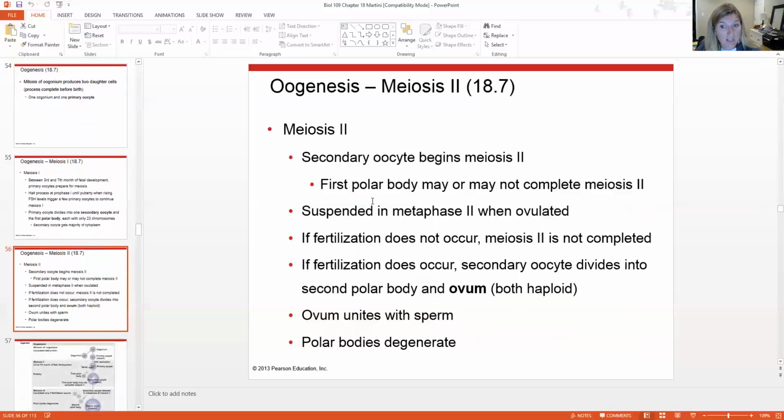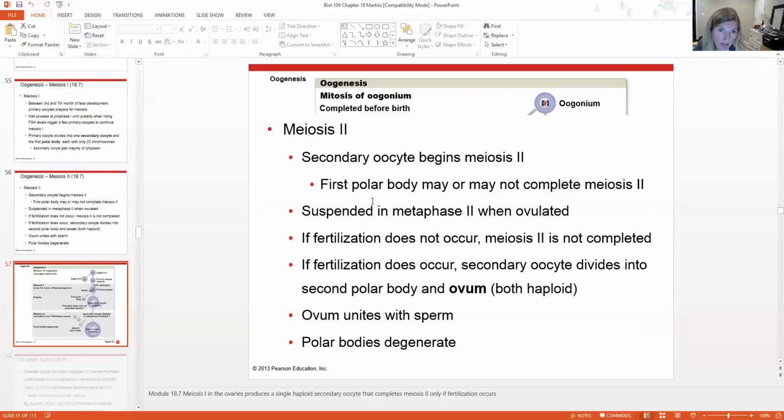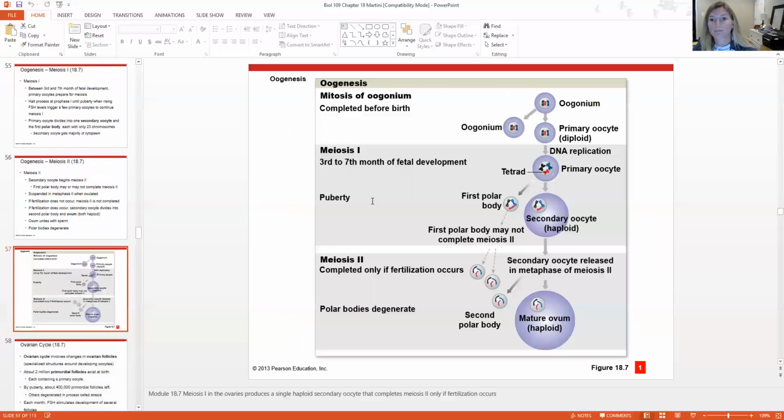If fertilization does not occur, meiosis 2 is not completed. So the egg cell is just eliminated with the rest of the uterine lining. If fertilization does occur, the secondary oocyte will divide and a second polar body will form, as well as an ovum. Both are haploid, so they both have half the number of chromosomes, and the ovum can then unite with the sperm, and the polar bodies will degenerate and float away.